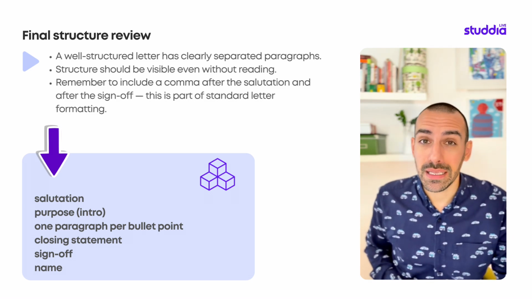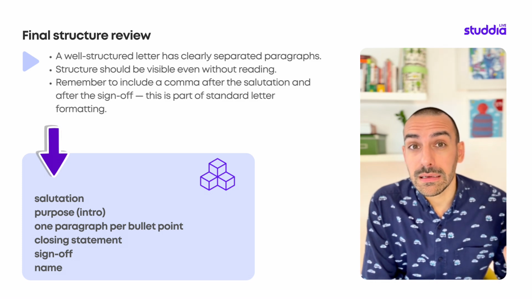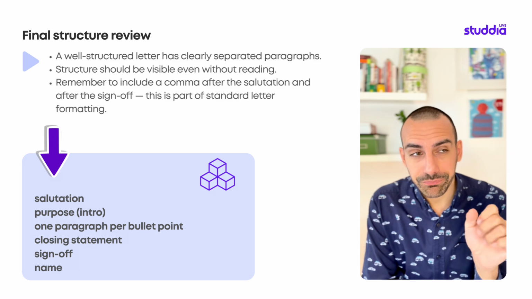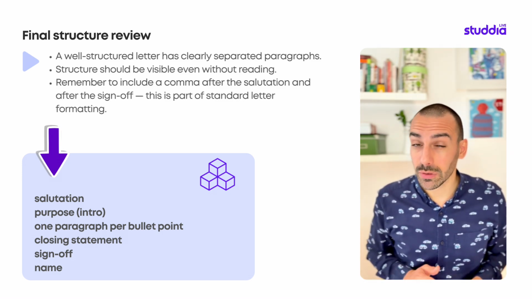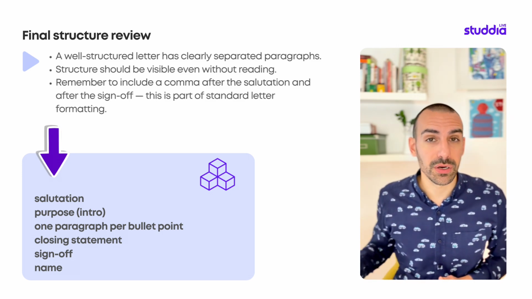Point A, point B, and point C. Typically, you have three. Each paragraph should clearly focus on one idea or bullet point. Please make sure all your paragraphs are clearly separated. When you look at your letter, even without reading, you should be able to see the different parts.